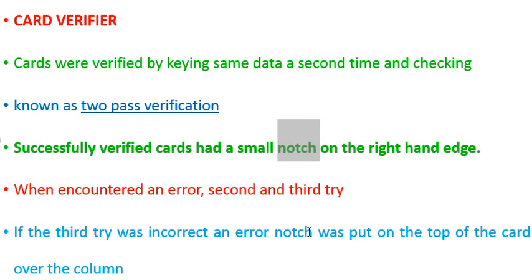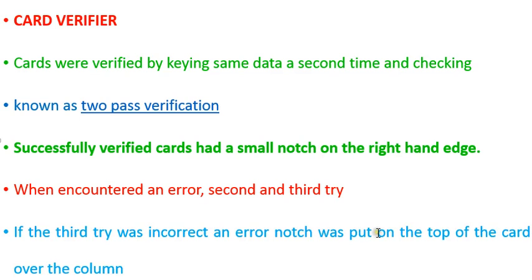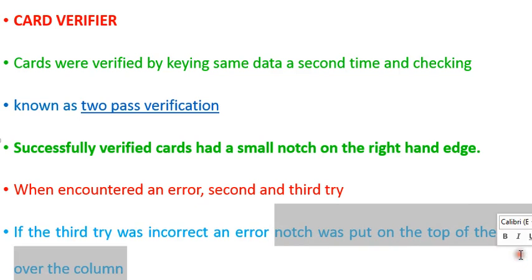to make sure that these ones are verified correctly. But if an error is encountered, this second verification should undergo a third verification to see if it is really wrong or right. Then finally, if the third attempt found that the keying was incorrect, it is now rejected, and they put a notch on the top of the card this time around to show that this card was wrongly punched.